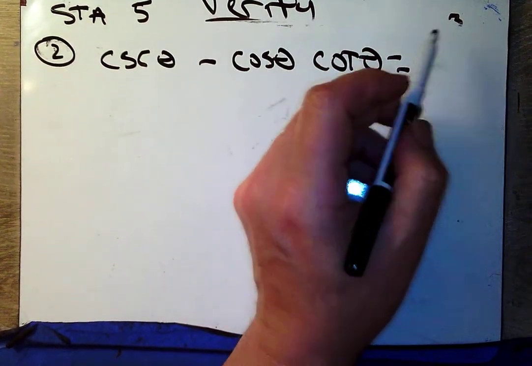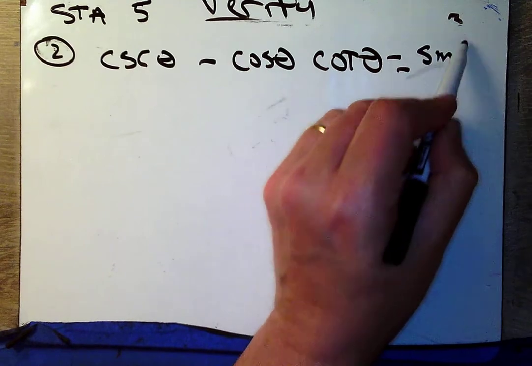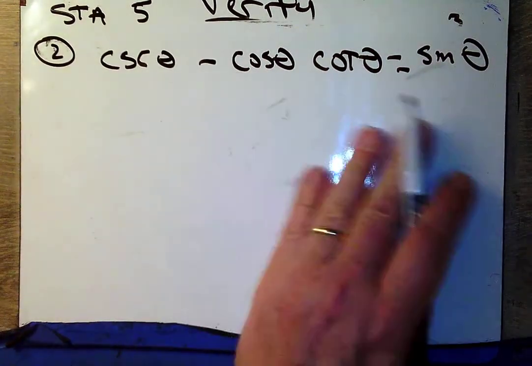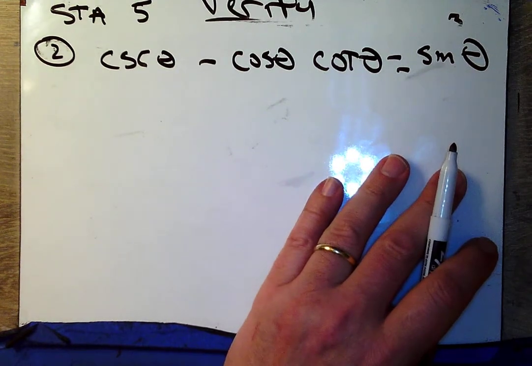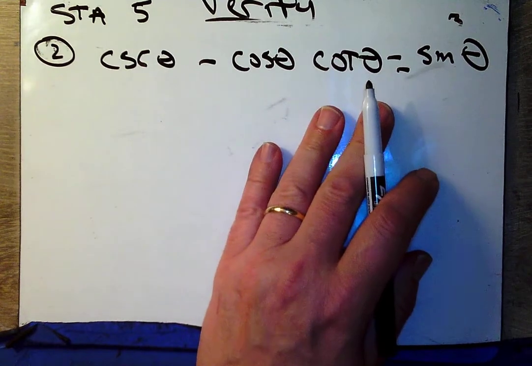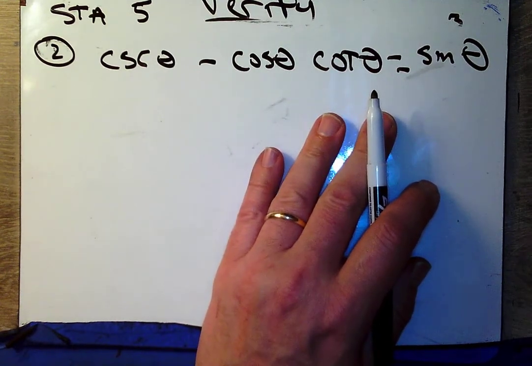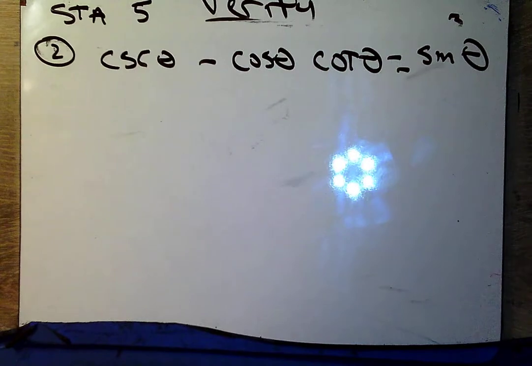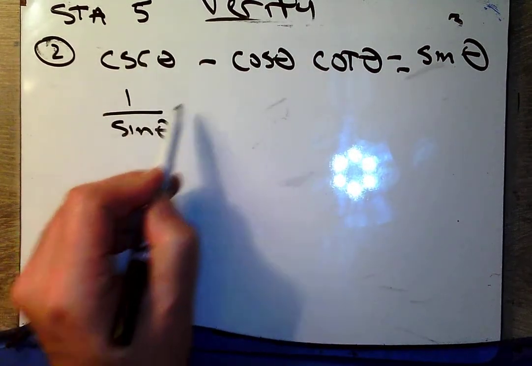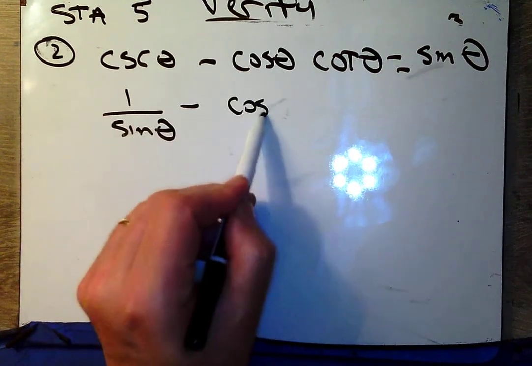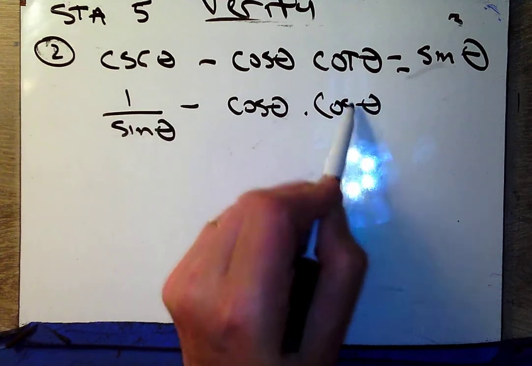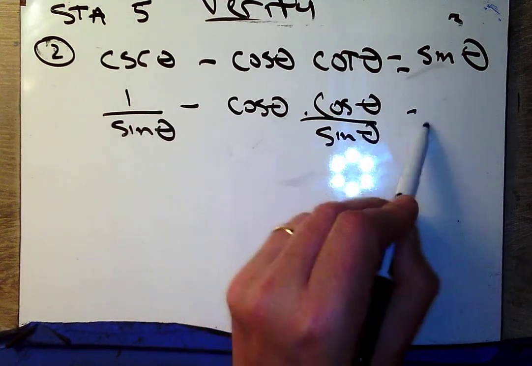And on the other side, I don't have sine to the third, I have sine to the first. So which of our strategies do you think would be a good strategy to use here? You know, I think the idea of rewriting this with sines and cosines is probably a really smart one. Remember, cosecant is the reciprocal of sine. We've got our cosine. And remember, cotangent, that's cosine over sine.